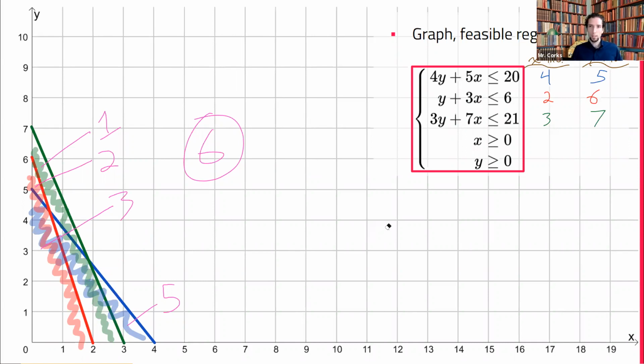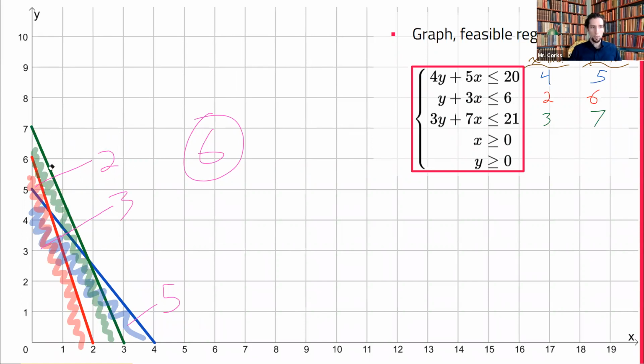Does anyone else? 3 maybe. Yeah, 3. I think it's 3. Okay, everyone else is saying 3. So let's evaluate these one by one. Region 1 includes the green shaded area, but not red and not blue, because red and blue are below that. Not going to be 1.